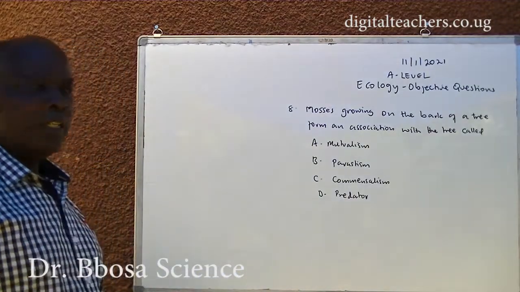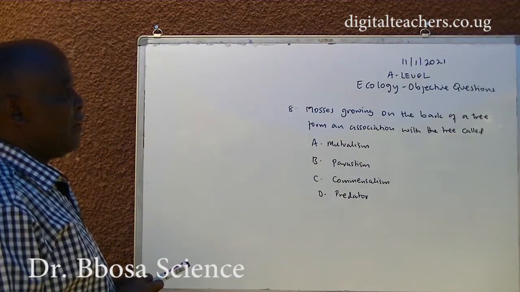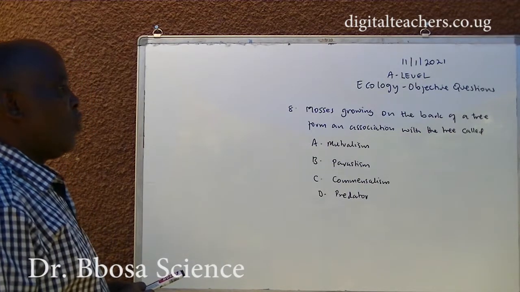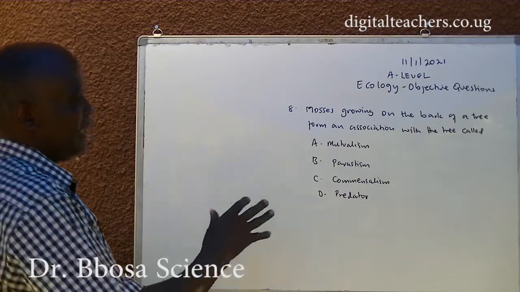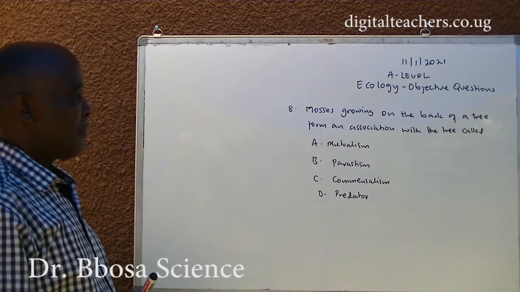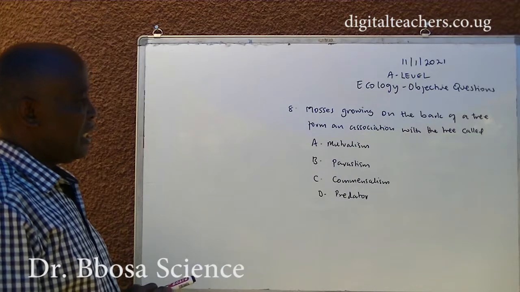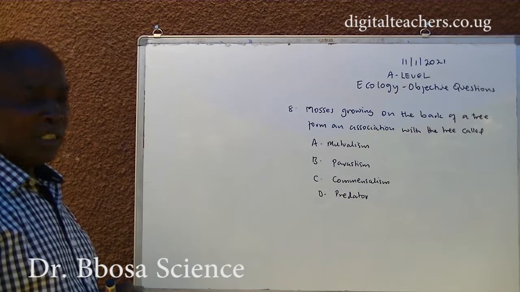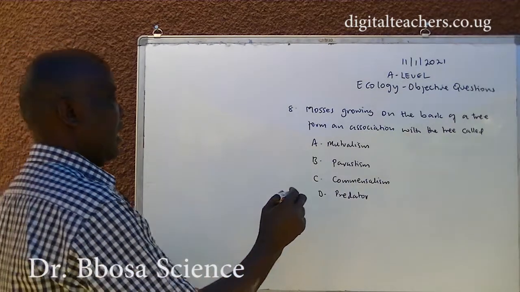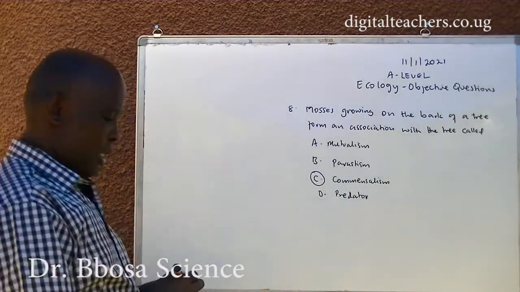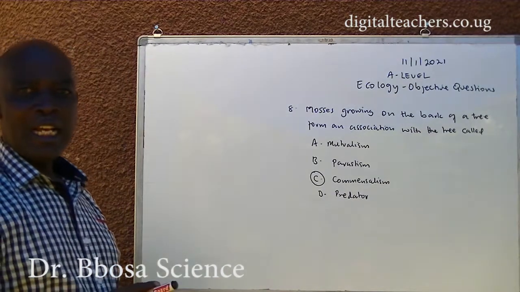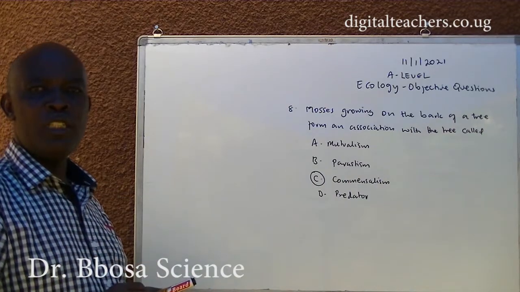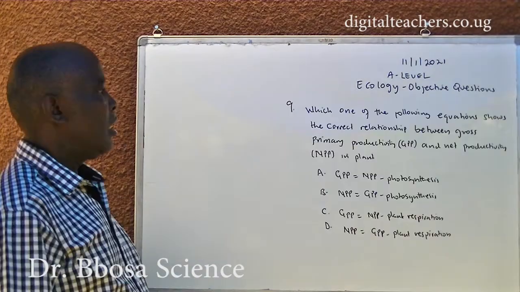Number 8. Mosses growing on the bark of a tree form an association with the tree called A. mutualism, B. parasitism, C. commensalism, D. predator. You can pause and answer. The answer is commensalism. The mosses gain support, but the tree does not gain or lose anything.